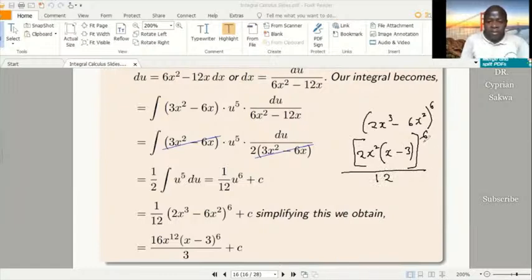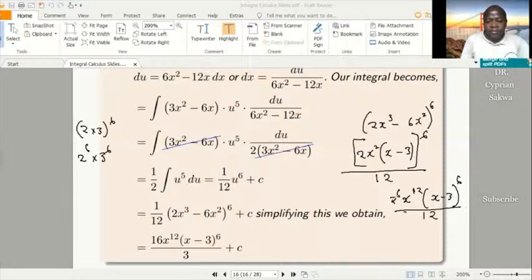Now, when this happens, you know that 2 times 3 raised to 6 is the same as 2 raised to 6 times 3 raised to 6. It's the same thing I'm doing here. So this will be the same as 2 raised to 6 times x squared raised to 6, which is x raised to 12. Then this other one will be (x minus 3) raised to 6 over 12. And 2 raised to 6 is 64. So what is 64 over 12? Let me just write this as 64 over 12.